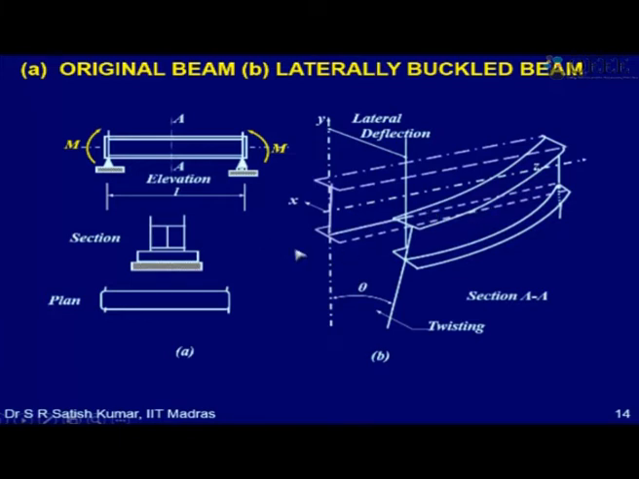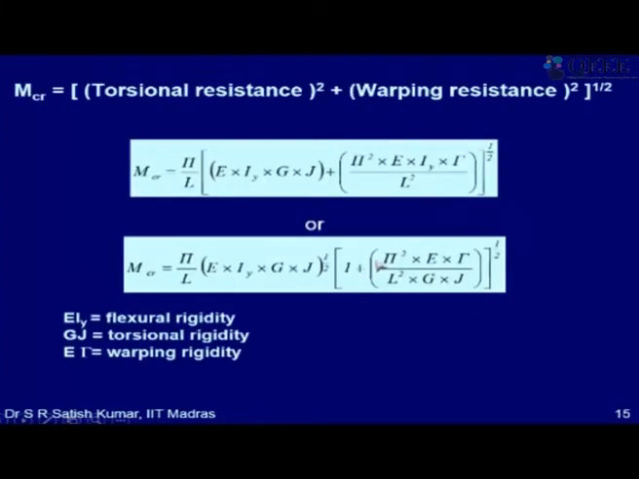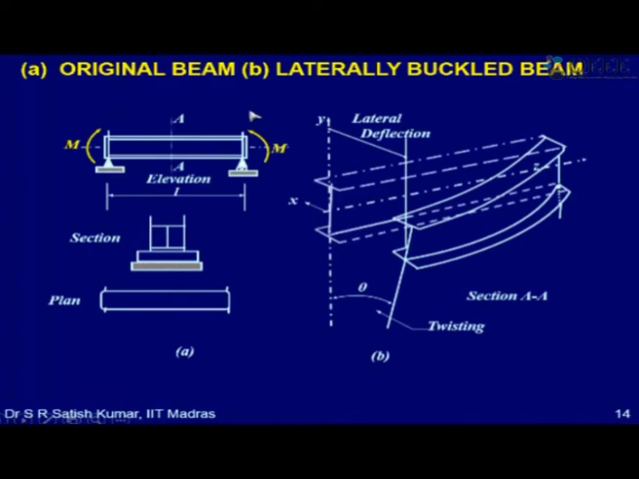So it will deflect like this, and based on the deflection we are going to get a differential equation, and then we solve it to get the critical moment, right? So the critical moment will be a sum of two, what I should say, resistances. Let's go back and see what happens exactly. So what I'm going to do is apply, let's say, equal end moments.